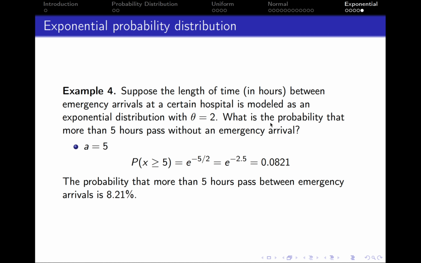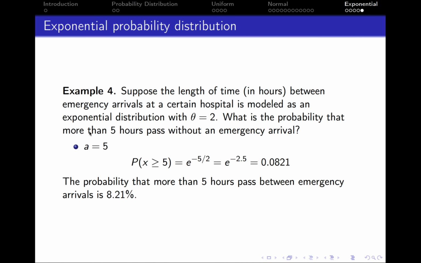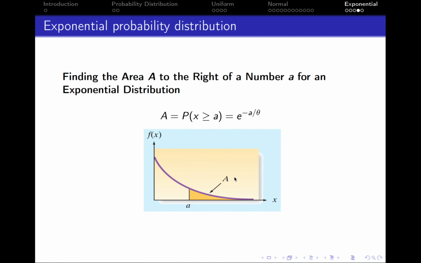Suppose that the length of time in hours between emergency arrivals at a certain hospital is modeled as an exponential distribution with theta being equal to 2. Our task is to calculate the probability that more than 5 hours pass without an emergency arrival. In this case, the value that we are interested in, this a value, is 5, and we would like to know the probability that more than 5 hours pass. So we are to the right of the distribution. We are interested in the area to the right of 5.